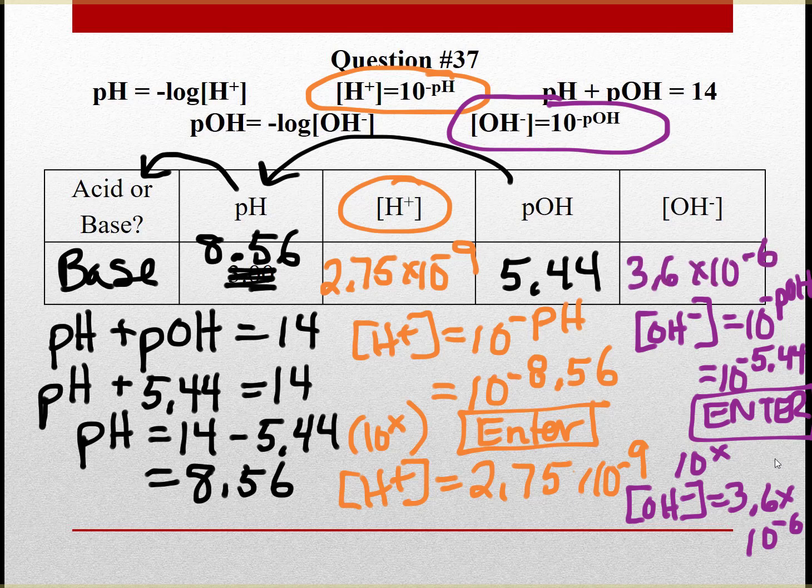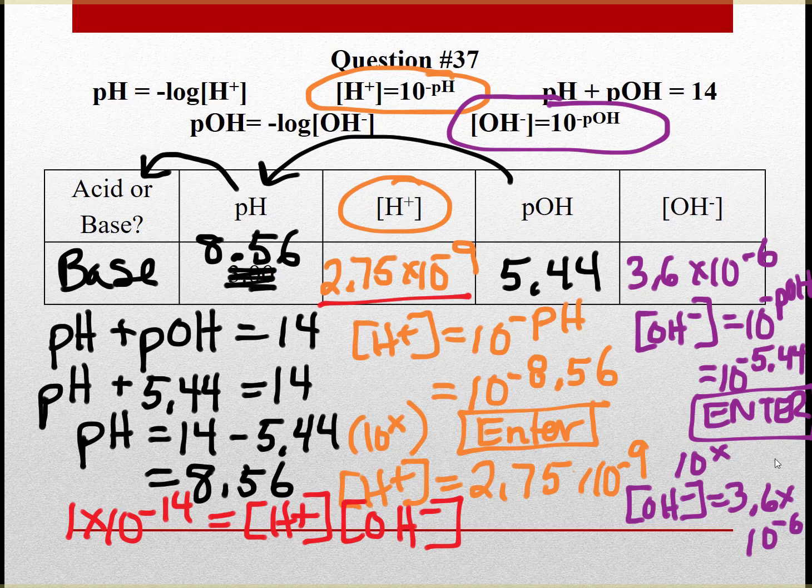Again, you could also use the equation like you did in question number 36. So the one just right above, that Ka equation. So you still have that one at your disposal. So you would just take 1 times 10 to the negative 14 divided by the 2.65 times 10 to the negative 9th. So again, you can use what you did in question 36 to find that OH.